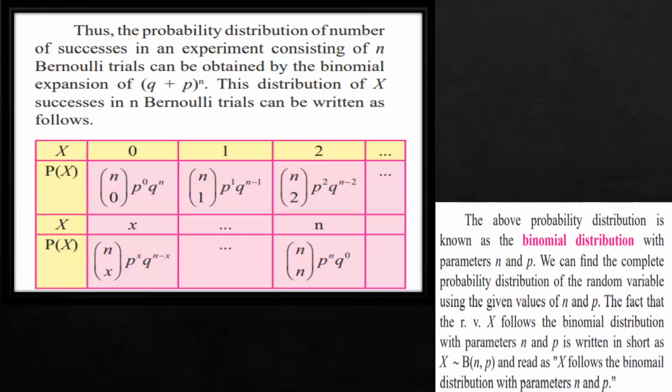So, the above probability distribution is known as the binomial distribution with the parameters n and p. We can find the complete probability distribution of the random variable using the values of n and p. The fact that the random variable x follows binomial distribution with parameters n and p is written as x follows binomial distribution n comma p. So in this way it is read.